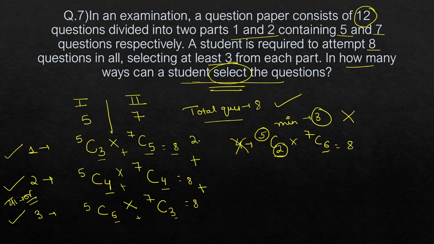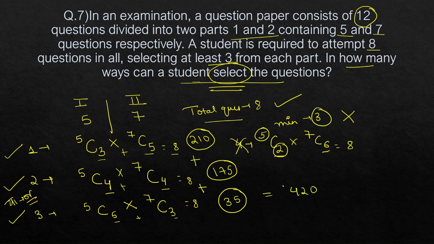So the first case will be 210. If we solve 5c3 into 7c5, we'll get 210. In the second case, we'll get 175 after solving, and in the third case, we'll get 35. So after adding these three, the final answer that we'll get is 420. So there will be a total of 420 ways in which we can select the questions from the question paper following these conditions: कि total 8 questions होने चाहिए, choices available हमें given हैं, and minimum 3 questions होने चाहिए हर part में से.